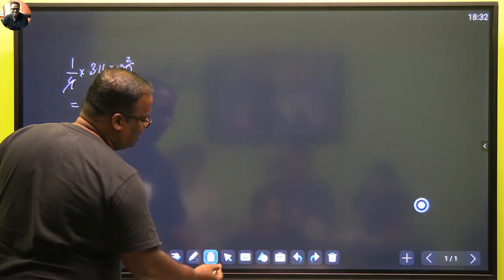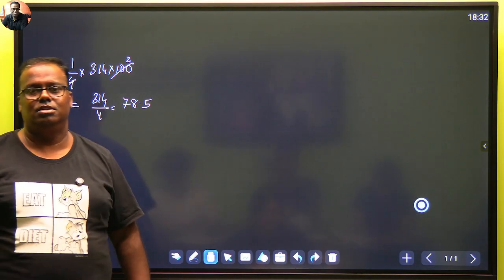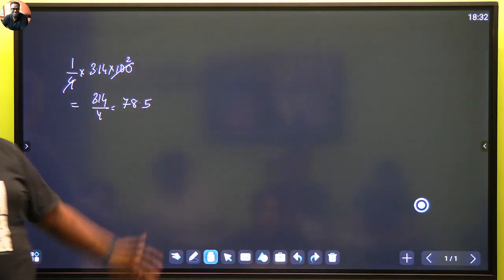Oh, you have to find the increase in area, right? Yes. So this is this area. So the increase will be this area minus that area.